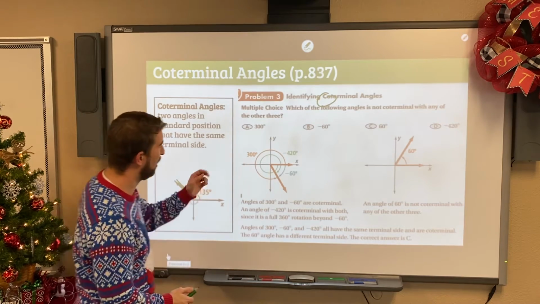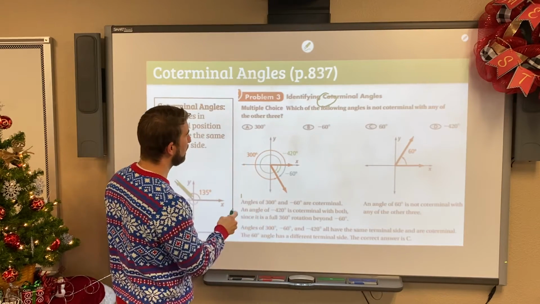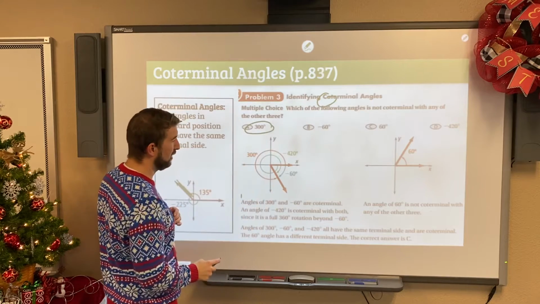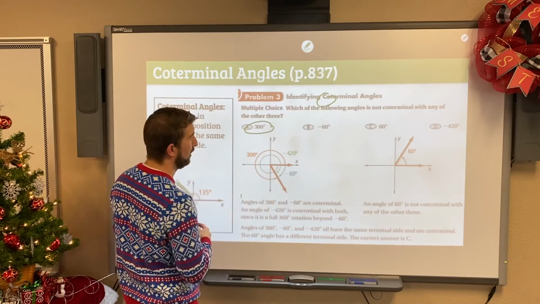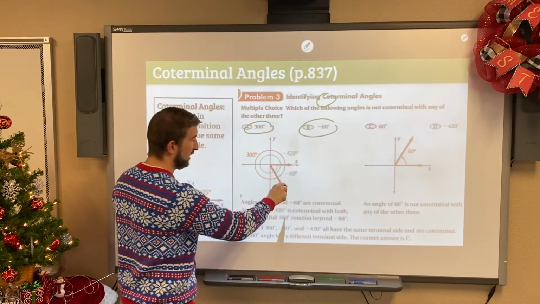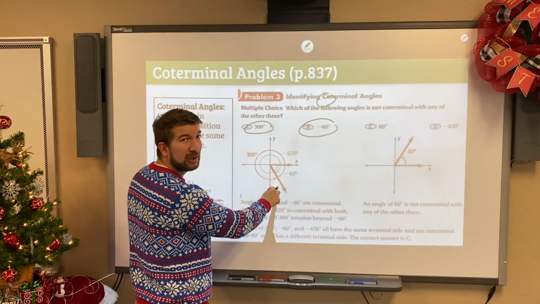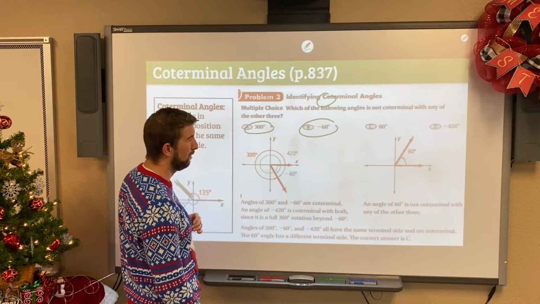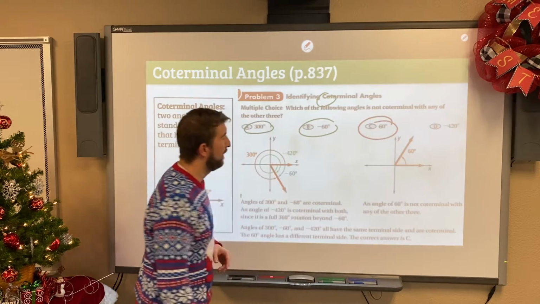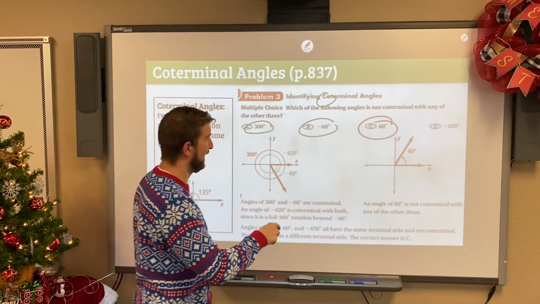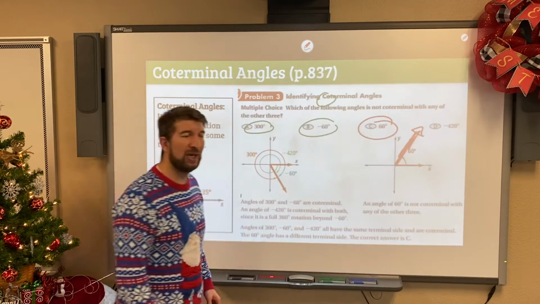Those are coterminal angles. So all you would do to determine this is you have to figure out where these end up. So the 300 goes all the way around past 270, ends in this quadrant. Negative 60 is going to go clockwise and end in this quadrant in the same spot as 300. This 60 is going to go counterclockwise and end in this first quadrant as shown there.